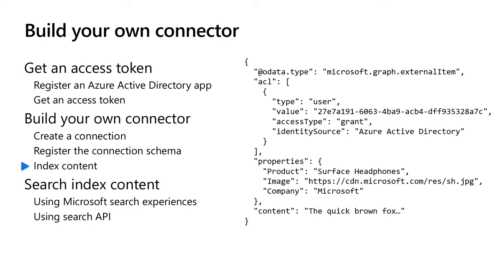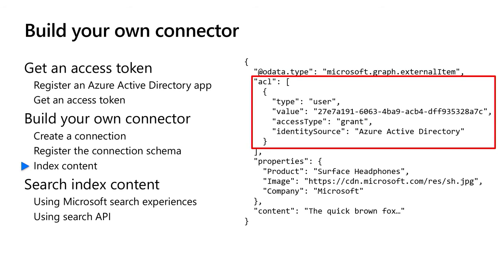The final step is indexing the content. There's a structure that's imposed for any item that I'm able to add into my connection. So here you see the structure of an external item. It has 3 discrete sections.